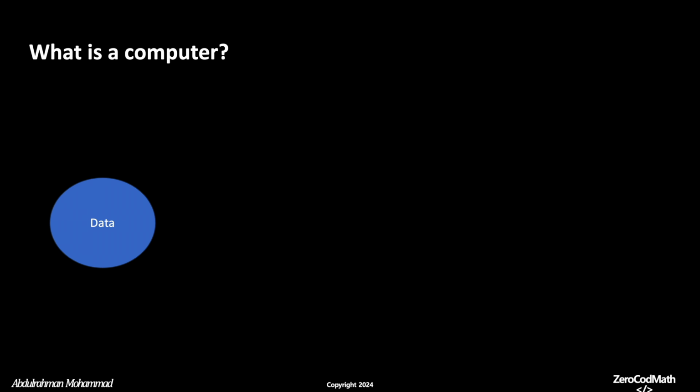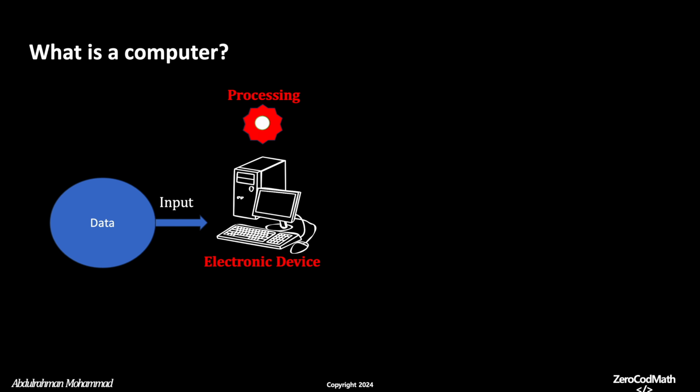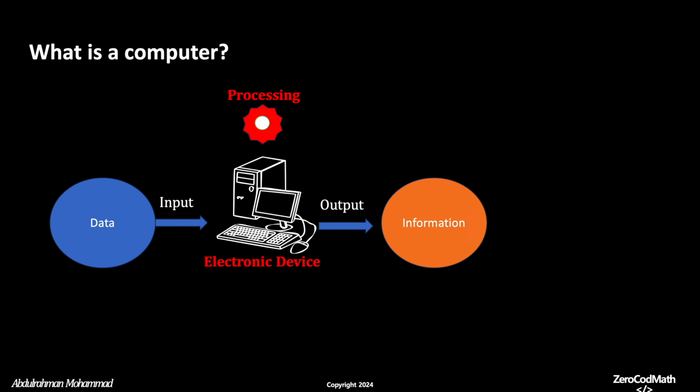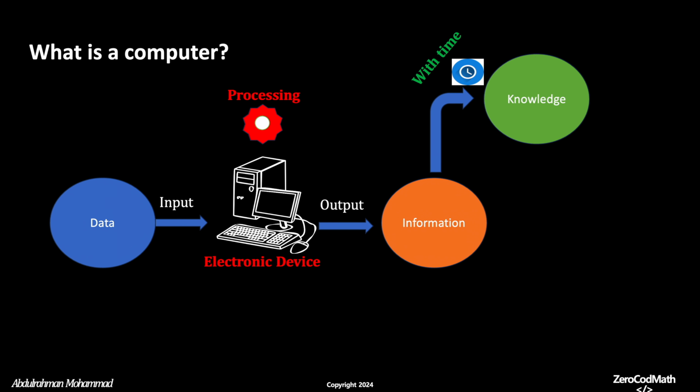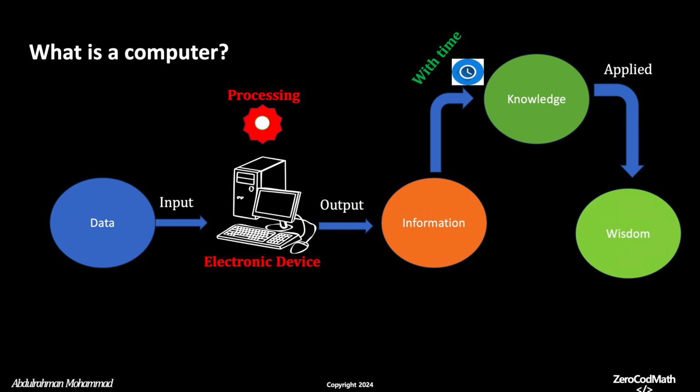What is a computer? We said so far we have data as an input to an electronic device. After processing them, we get as a result or as an output the information. The information with time becomes knowledge. If the knowledge is applied, we get the wisdom.